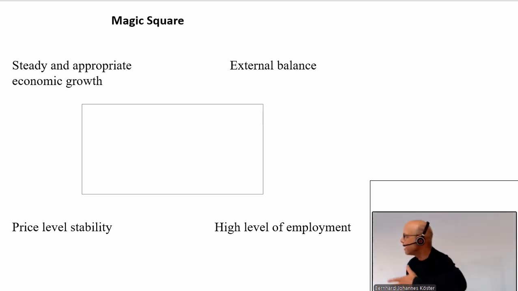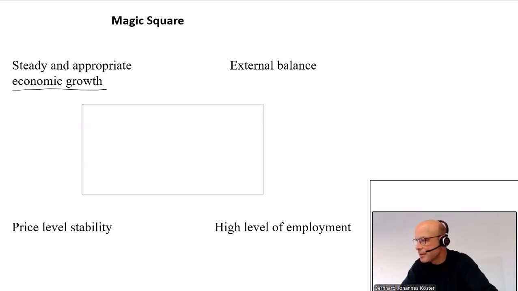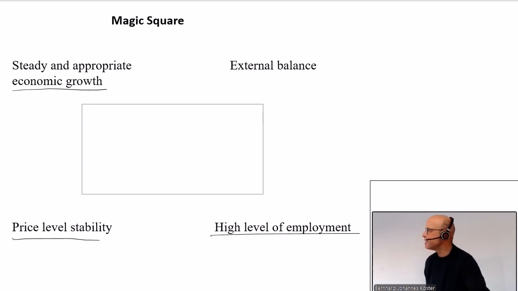And behind this we see also the general indicators. Of course, here, economic growth measured with gross domestic product, price level stability. Then we will talk about inflation, high level of employment. This means we will have a look at the unemployment rate. And a little bit more difficult is this aim of an external balance.